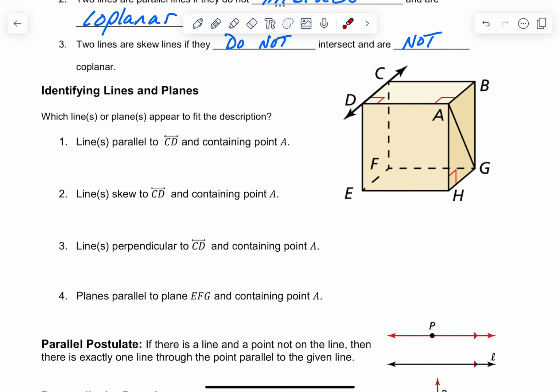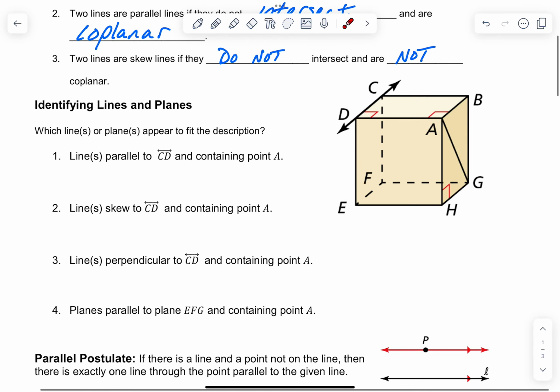I would go through, try 1 through 4, pause the video, and then come back and see how you did if this is your first time through this. So number one, lines parallel to CD and containing point A. If it's parallel to CD and contains point A, we don't have a lot of choices here. It's got to be AB. This is the only one that contains A and would be on the same plane, and that plane would be the top portion of the cube. So this would be line AB.